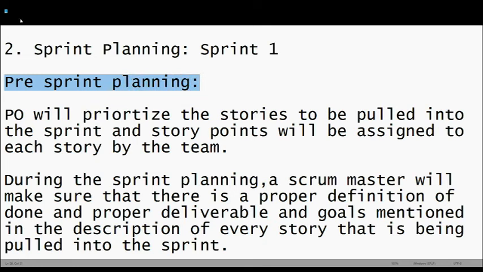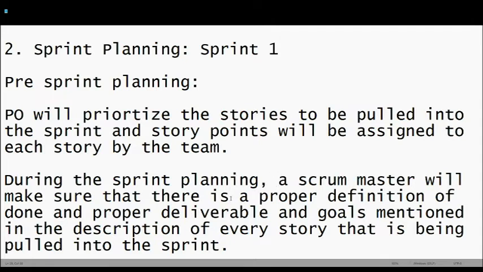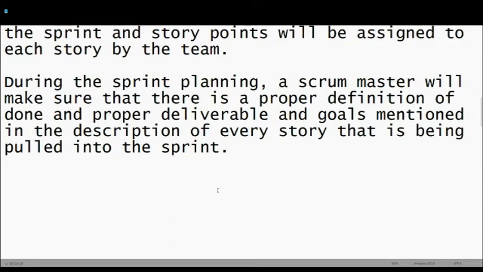PO will prioritize the stories. PO will make sure that the story points are assigned along with the development team to the stories that are being pulled into the sprint. But during the sprint planning, a Scrum Master, when he's pulling stories into the sprint, will make sure that there is a proper definition of done, there is a proper acceptance criteria, and there are proper deliverables being written along with the story that is being pulled into the sprint.